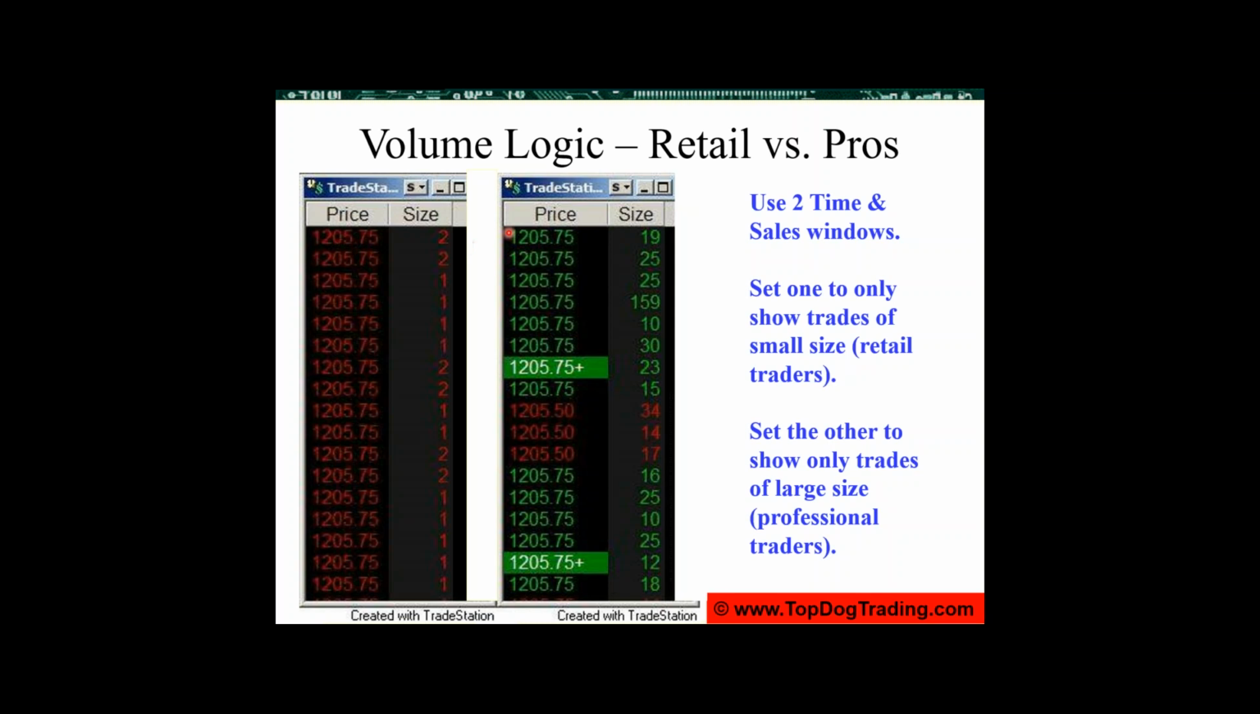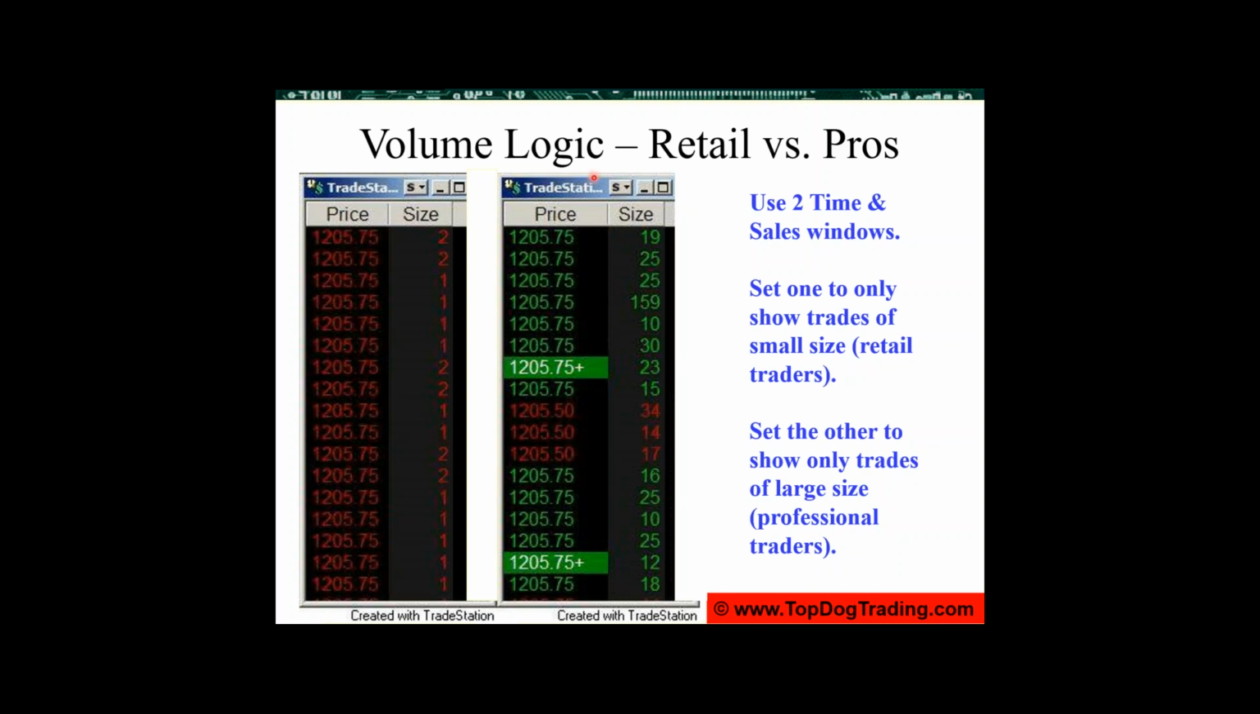So when you look at this, you've got them side by side. Look, by the way, same price, 1205.75, all the way down the list. Same thing here, pretty much, 1205.75, a couple of 1205.50s. But all the 1205.75s, or most of them, are green. Actually, all of them are green. The only one that's red is the 1205.50s.